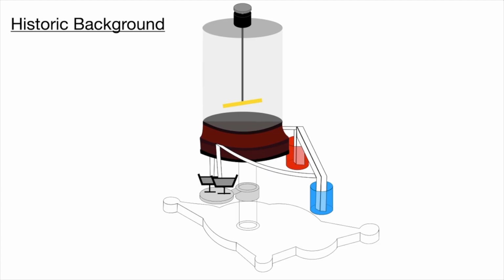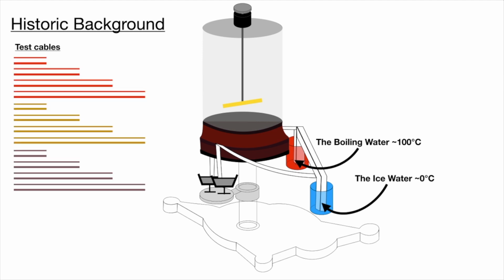Ohm's new instrument looked more like this. There was boiling water, about 100 degrees Celsius, attached to ice water, about 0 degrees Celsius. The difference between the two temperatures creates an electric circuit. So, when Ohm attaches the wire, he gets the effect that he was looking for.